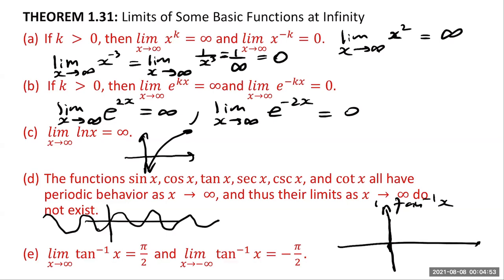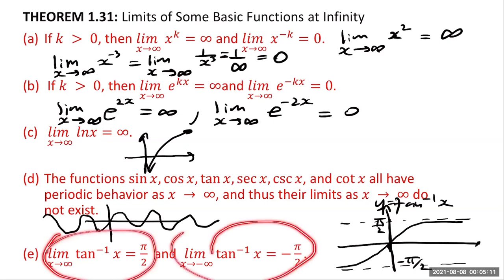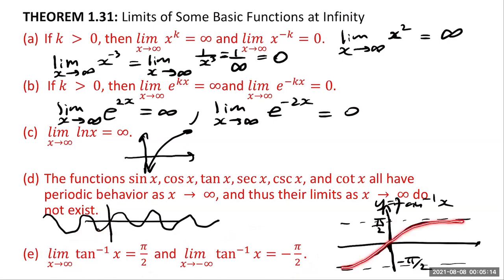Tan inverse x, okay? Let's say y is equal to tan inverse x. As you can see, the graph of y is equal to tan inverse x looks like this, with this being pi over 2, and this is minus pi over 2. So these two limit statements are clear from the graph of tan inverse x. As x approaches infinity, your function value is approaching pi over 2. That's how you get this pi over 2 here. Similarly, you get minus pi over 2 as x approaches minus infinity. Okay, all right, let's move on.